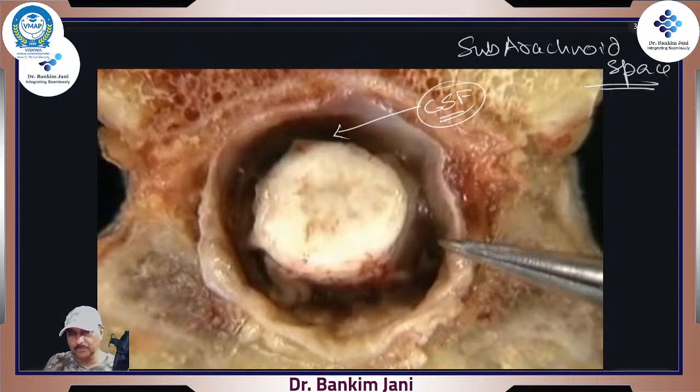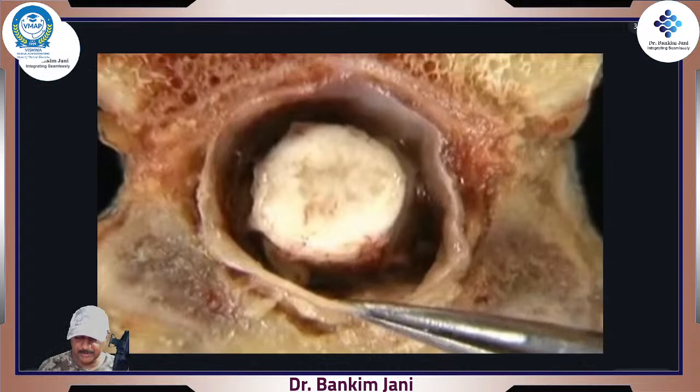So when you want to take the CSF out, you have to actually pierce the dura mater, and then you are piercing this arachnoid, and now you are into the subarachnoid space. You don't have to go all the way to the spinal cord, right? You can take it over here. This is the subarachnoid space, which is filled with cerebrospinal fluid. So here it is, that's the CSF in the subarachnoid space.